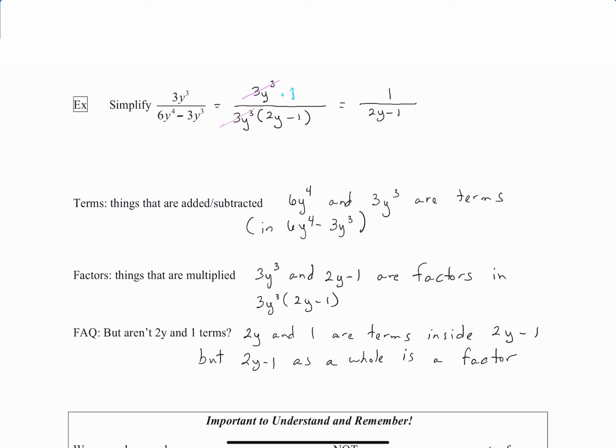So you kind of have to keep in mind the context of what you're looking at. If I'm just looking at 2y minus 1, then I'd say, oh yeah, inside 2y minus 1, we have two terms. But if I'm looking at my factored denominator, 3y cubed times 2y minus 1, 2y minus 1 as a whole is multiplying the 3y cubed. So 2y minus 1 as a whole is a factor.